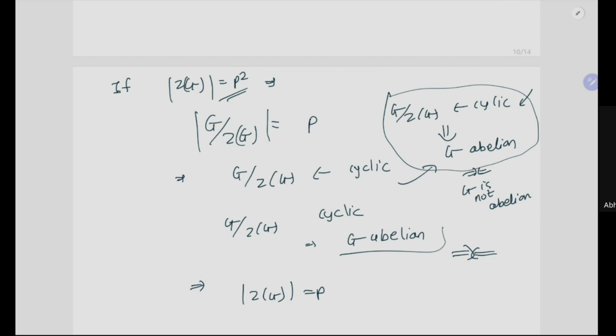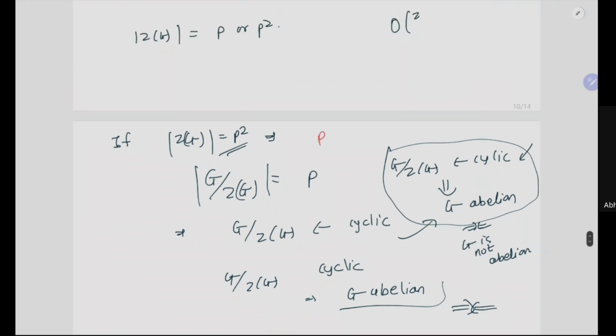Okay, so let me write this. If the order of G was p power 4, in that case G by ZG will be p square. And this thing which we were getting, that G by ZG is cyclic, and then the contradiction that G is abelian, we need not have. So we can't discard this option that the order of ZG could be p square in that case.